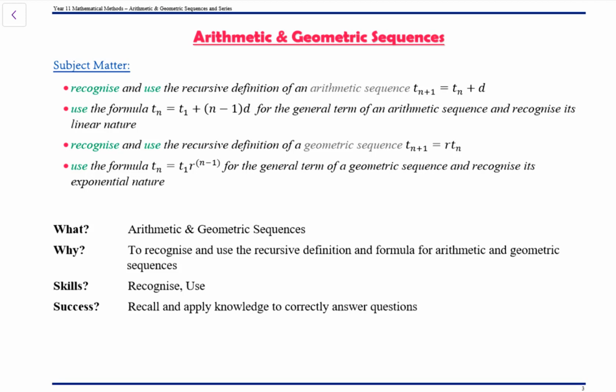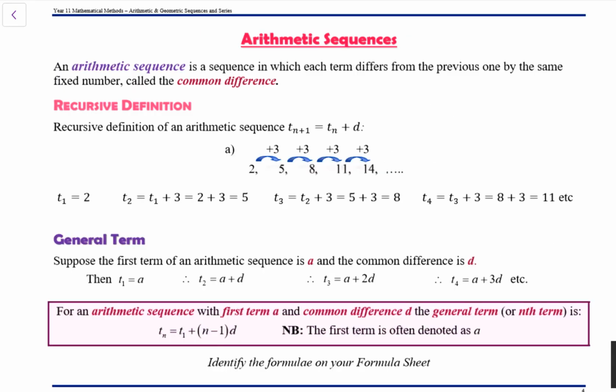And I recommend having your formula sheet with you when you're doing these questions, and you'll see sequences and series on there and see the formulas that are provided. Start with arithmetic sequences. An arithmetic sequence is a sequence in which each term differs from the previous one by the same fixed number, called the common difference.